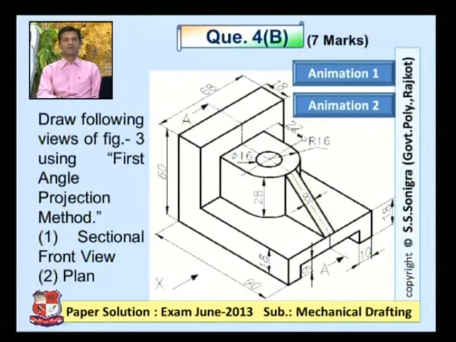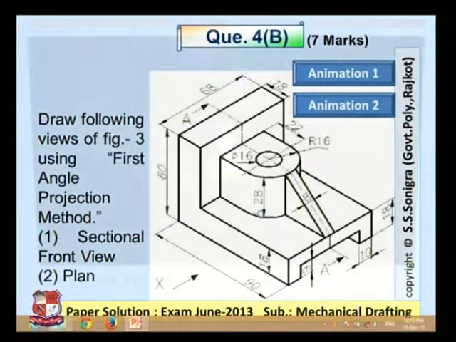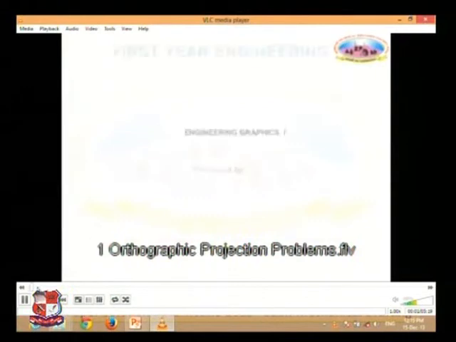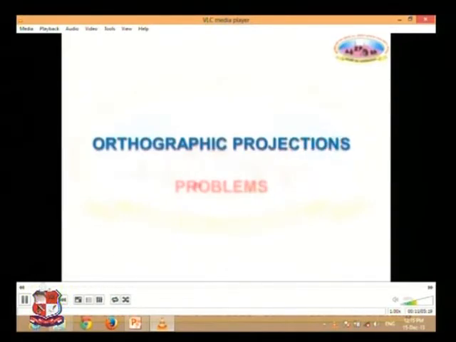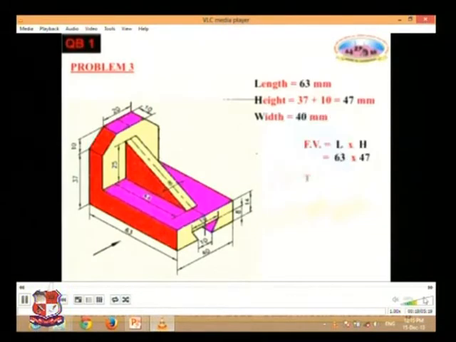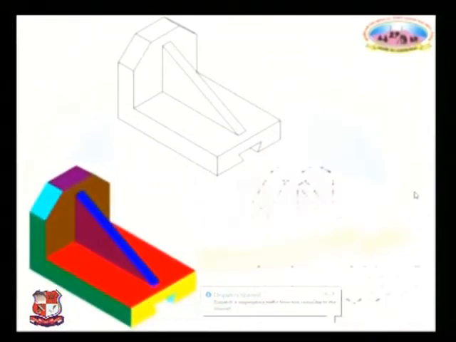So for that, let me show another animation for a better understanding of the basic concept of this object. This animation shows some of the basic insights for the drawings, how to take projections and what the meaning of the projection is. Orthographic projections, some problems. This is the object. Objects, three views.